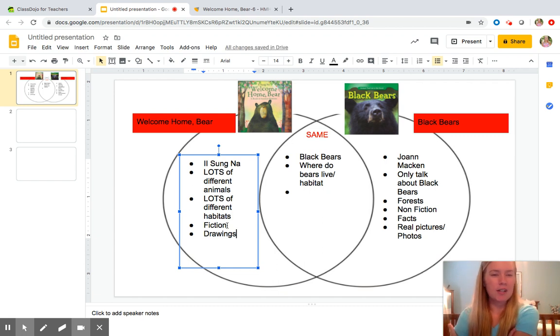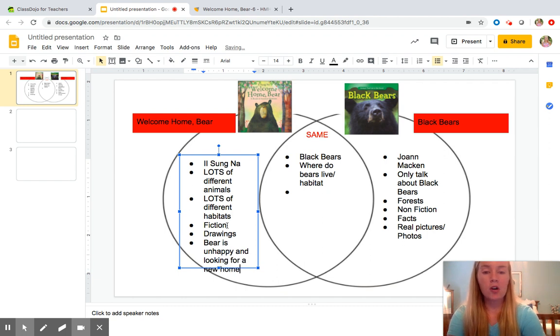What else do we know about these two stories? We know that one's fiction, Welcome Home Bear, and we know that one's nonfiction. So what are the two bears? Welcome Home Bear, why is he going to all these different habitats and looking for a new home? Right, he's unhappy. He thinks he's unhappy with the forest. He's like, I don't know if I really want to live here. So the bear in this story is unhappy and looking for a new home.